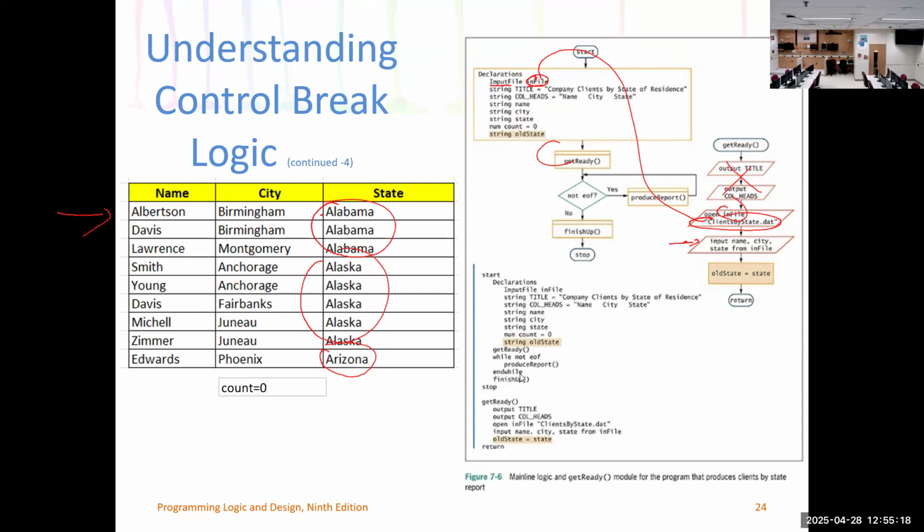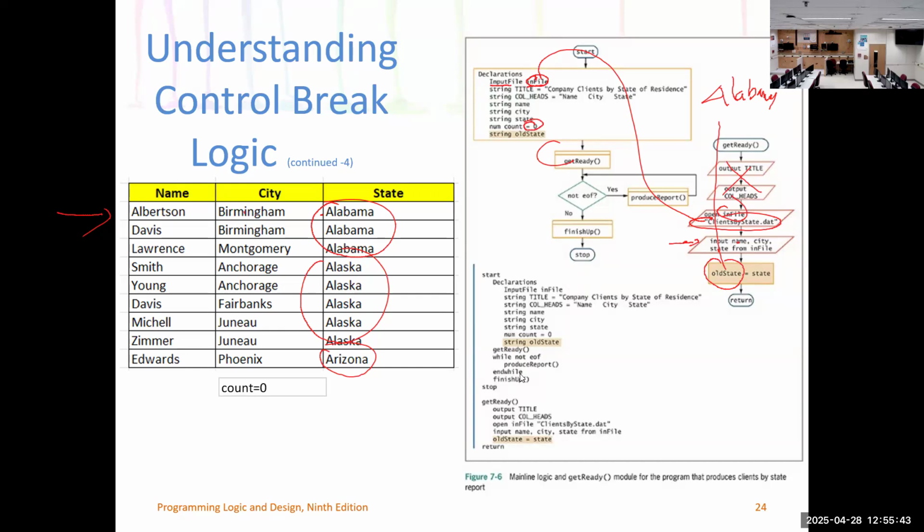I got here. See, that's the action. I read the name. I read the city. I read the state here. And the state here is Alabama. And I keep track of this one. So old state now, Alabama. Remember this one also. 0 here. Accurate. Okay?